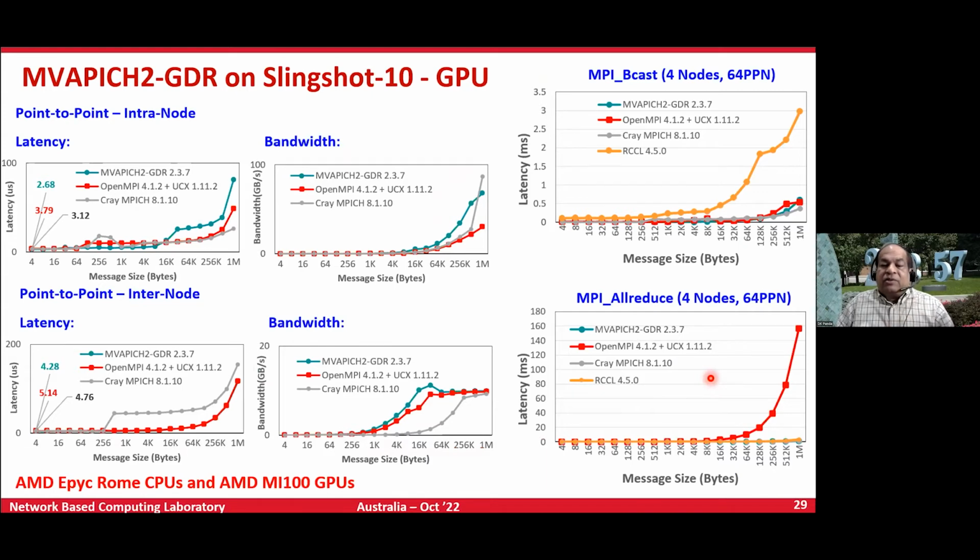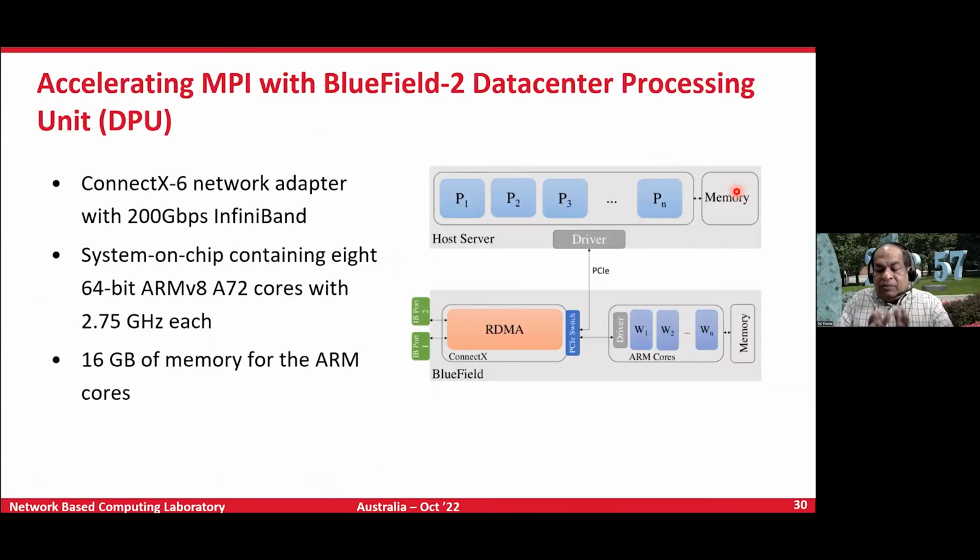The same thing you can also see now with the Slingshot 10 plus GPU. I showed the CPU results earlier. GPU results are very similar. We are able to use that CUDA-aware MPI concept together with Slingshot 10, both for point-to-point as well as for collectives. And as you can see, sometimes for the collectives, we get significant performance, in fact better than the RCCL version.